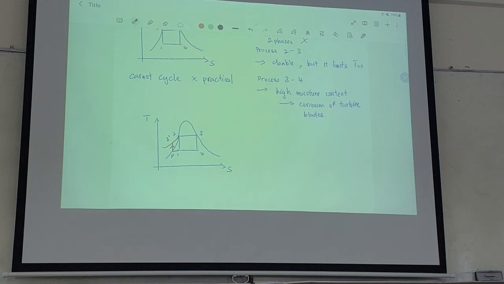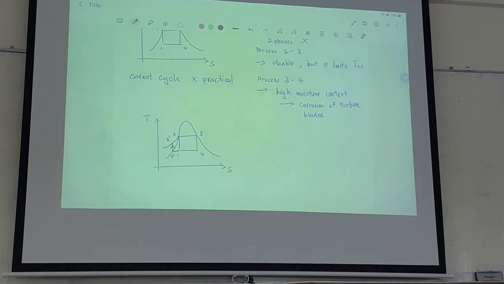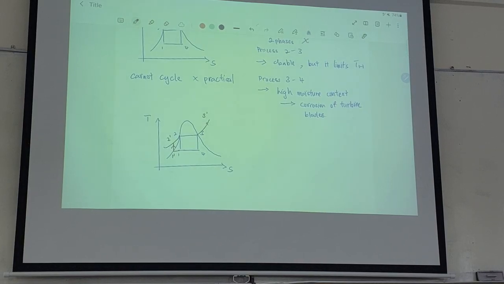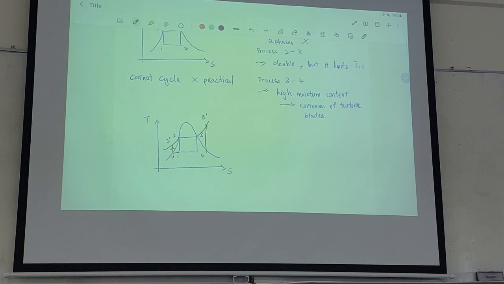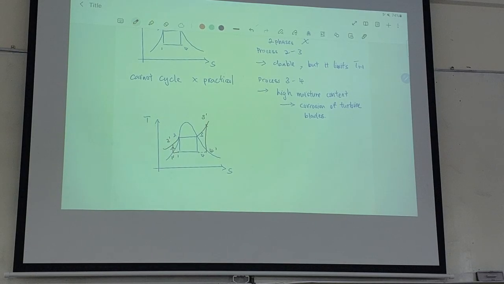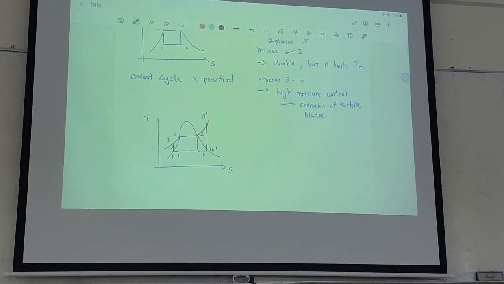So now, initially actually this is fine. Most people will go with this because 2 to 3, 3 to 4 is not really doable. It's just not good, right? But of course, these days we don't do that anymore. So what we do is we superheat this all the way to 3 prime. And this solves both issues at the same time. So you get to add heat at a high temperature, and you get a very low moisture content at the exit of the turbine. So by doing this, you solve both issues at the same time. And so what you get here is Rankine cycle.